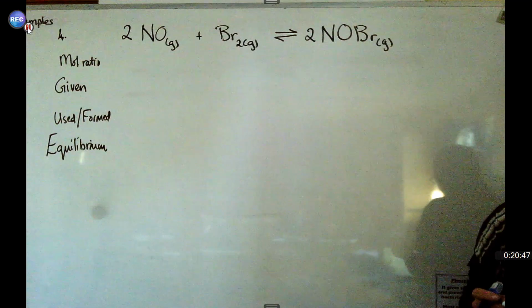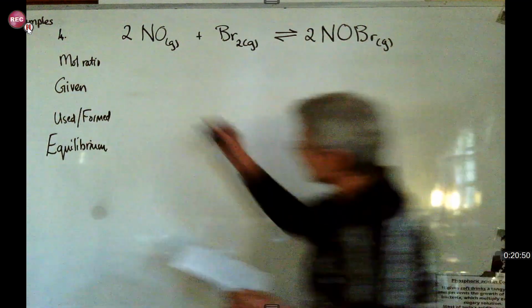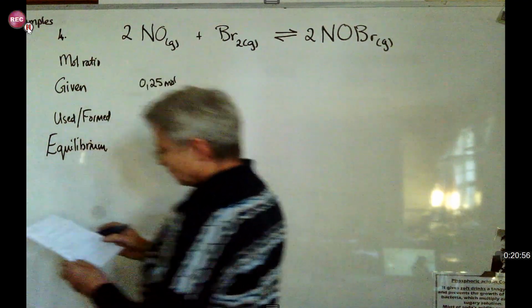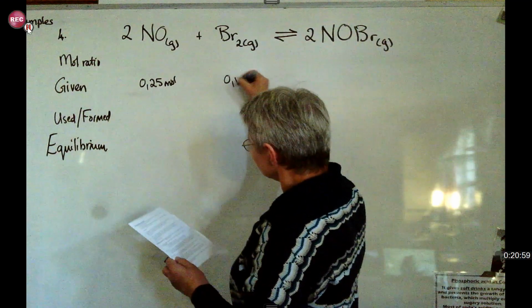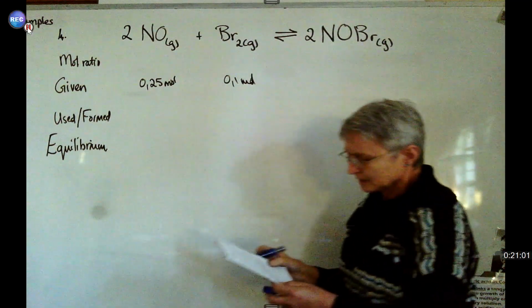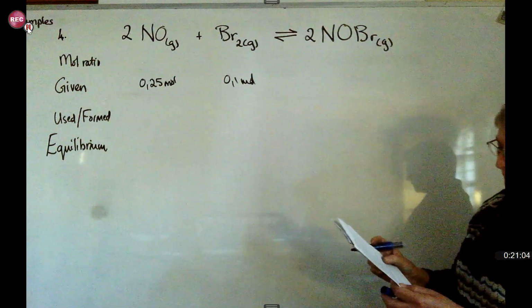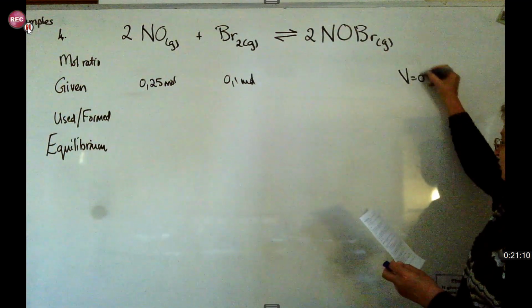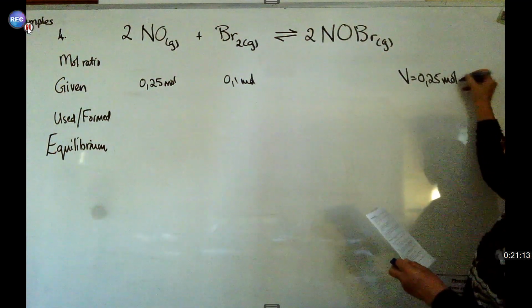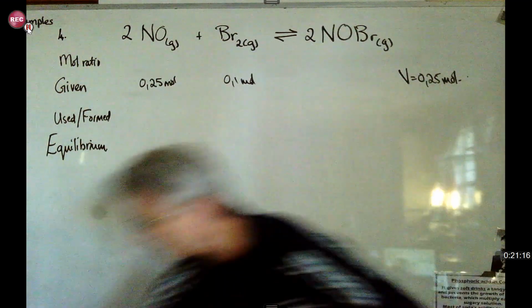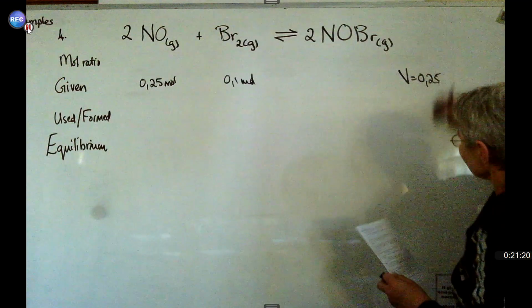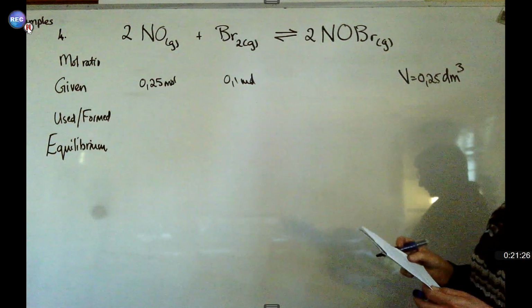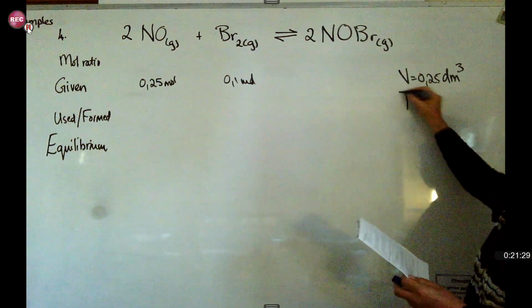A mixture of 0.25 mole NO and 0.1 mole bromine is placed into a 250 cubic centimeter container. So the volume of the container is 0.25 cubic decimeter, and sealed off at a temperature of 400 Kelvin.